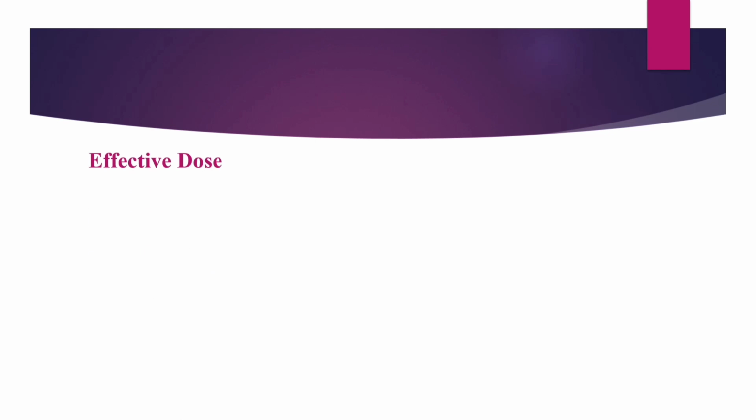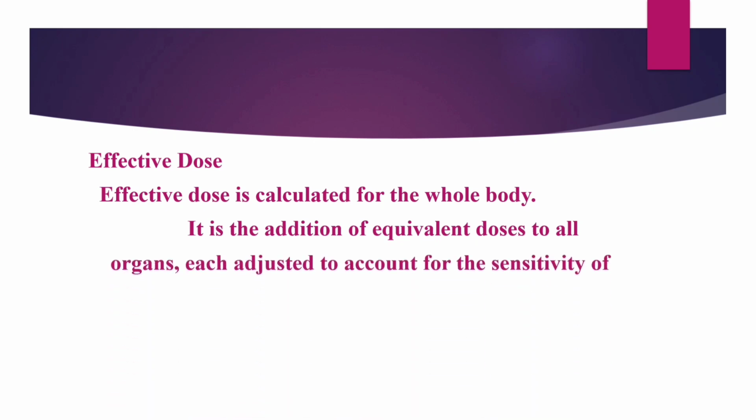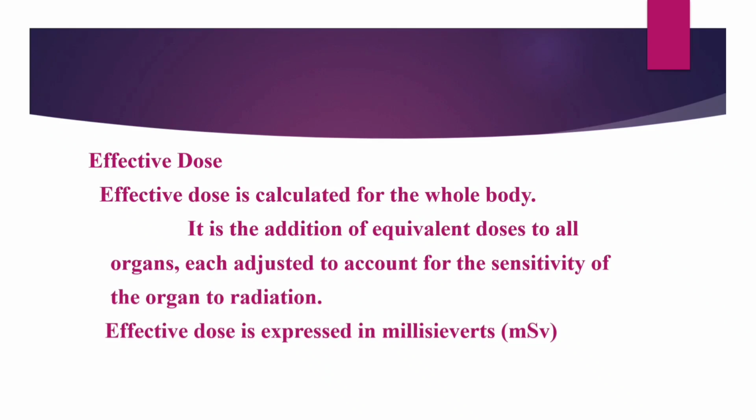Now let's see the explanation. Effective dose is calculated for a whole body. It is the addition of equivalent doses to all organs, each adjusted to account for the sensitivity of the organ to radiation. Effective dose is expressed in millisievert. So effective dose is calculated for the whole body and it is an addition of equivalent doses to all organs, each adjusted to account for the sensitivity of the organ to radiation, and its unit is millisievert.